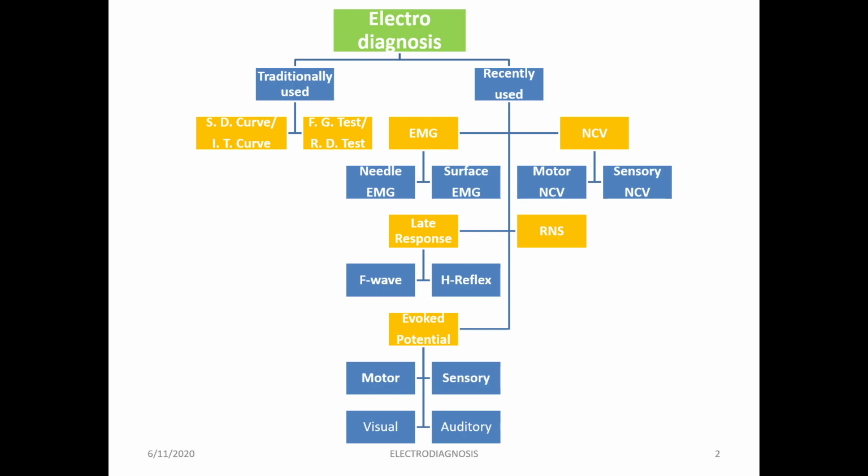Okay, fine. So you can see on the screen, we have classified electro-diagnosis into two parts mainly. One is traditionally used and another is recently used. Traditionally used is the strength duration curve, that is the SD curve, also known as the intensity time curve. Another is the FG test, that is the Faraday galvanic test, also known as the reaction of degeneration test. I think you all will remember the SD curve and FG test, as in most batches I have taken. If you have any doubt, you can ask later, but we are not going into detail for this. The lecture is limited to the recently used electrodiagnostic tests.